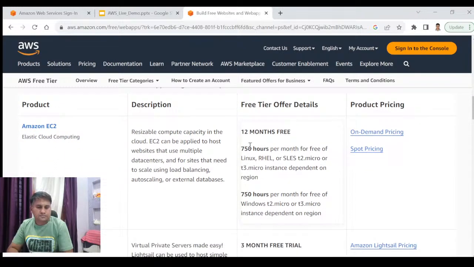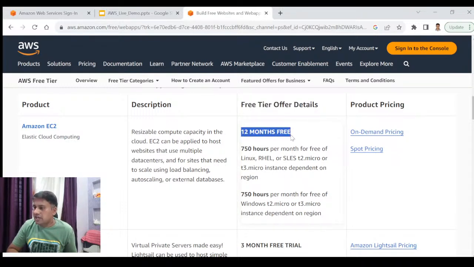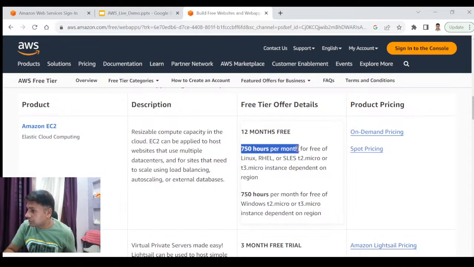You can see this one, free tier offer details. So this one is 12 months free. So this trial account you will get for 12 months, and you can see here 750 hours per month of the remote server. That's quite good actually. That means if you keep one server running even for 24 hours a day, in 1 month approximately it would be 720 hours, right? That is still under our limit, but that is the total limit.